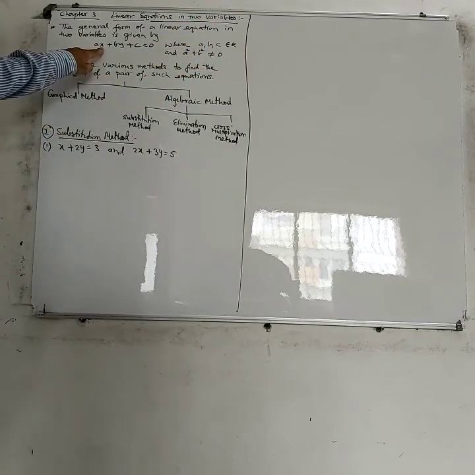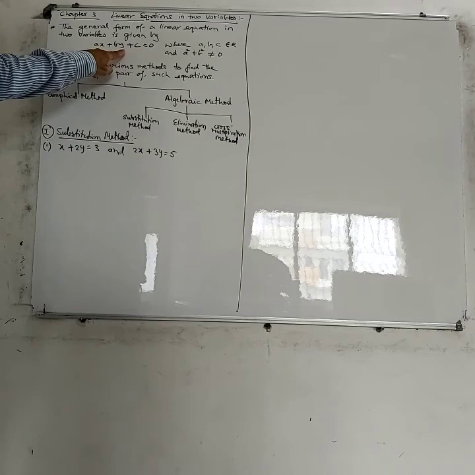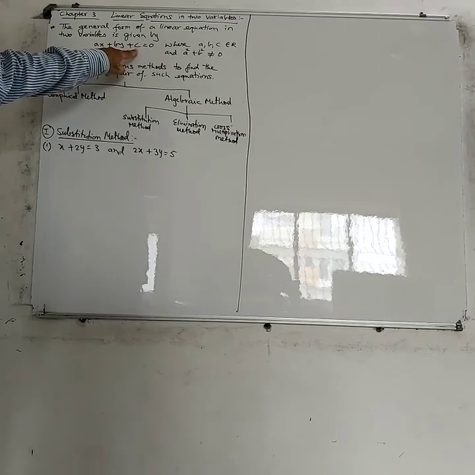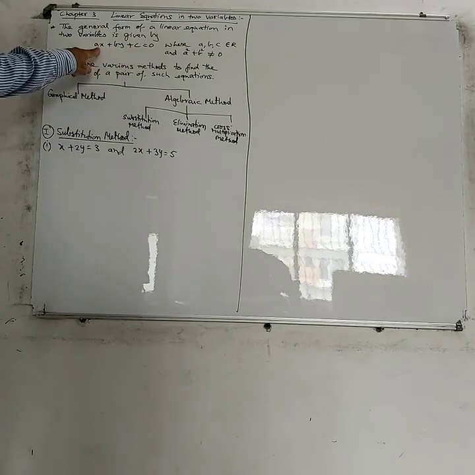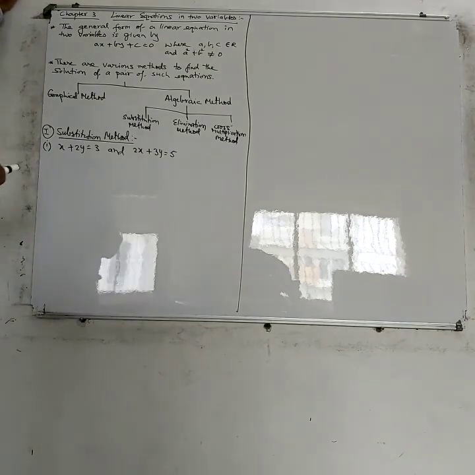a is called the coefficient of x, b is called the coefficient of y, and c is a constant term. The value of c does not depend upon x, it does not depend upon y, and hence c is called the constant term. Now, there are various methods to find the solution of a pair of equations.